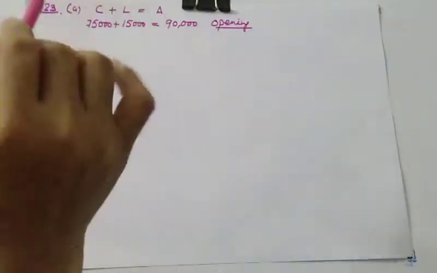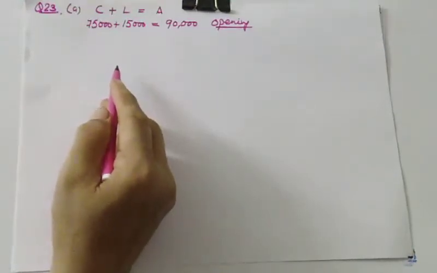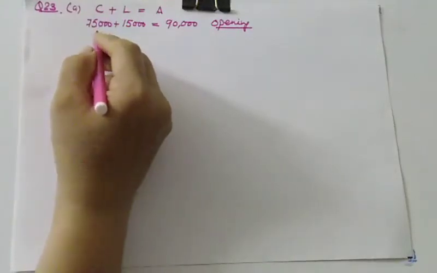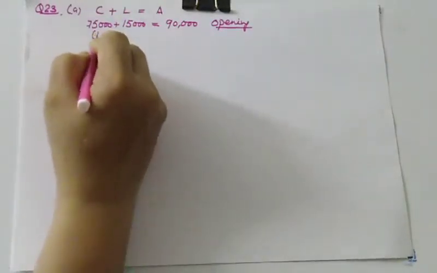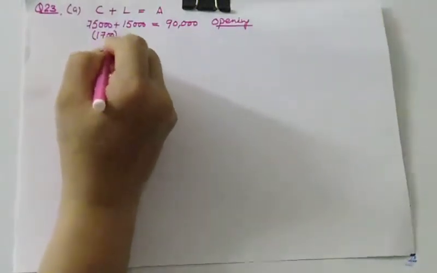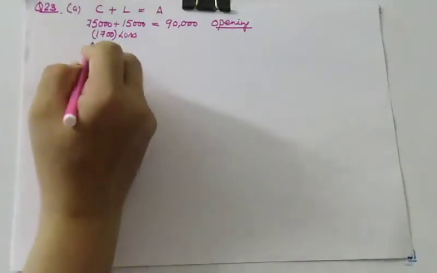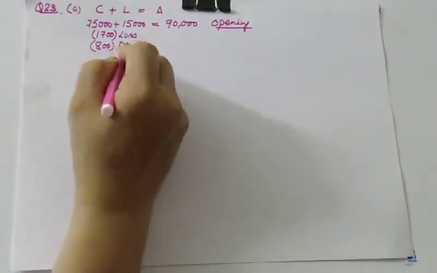All these were opening, and after 1 month, he came to know that he had suffered a loss. So what is to be done in case of loss? Loss is to be deducted from the capital. 1,700 will be deducted from the capital because it's a loss. And moreover, he has withdrawn 800 for personal use as drawings.